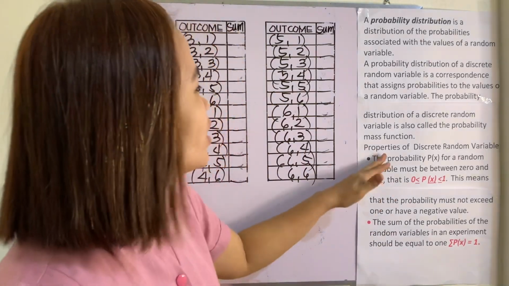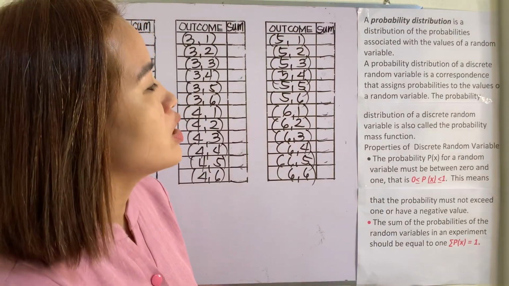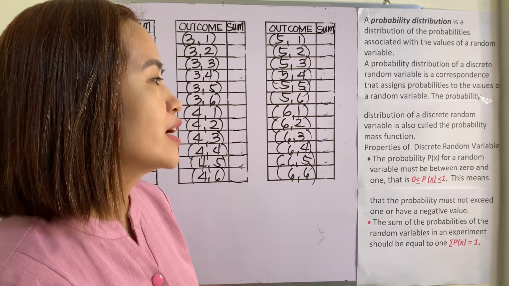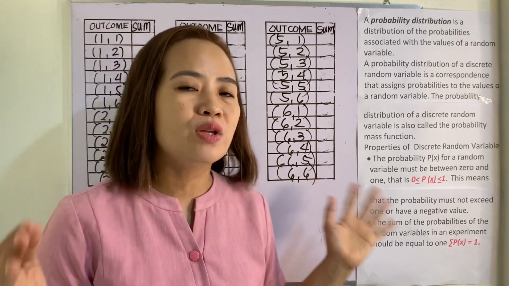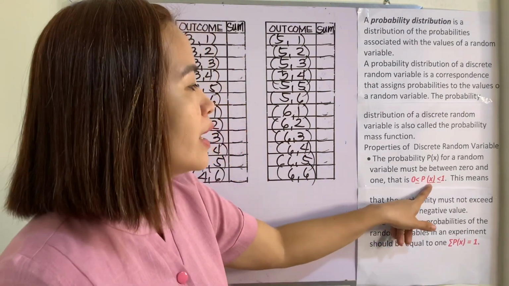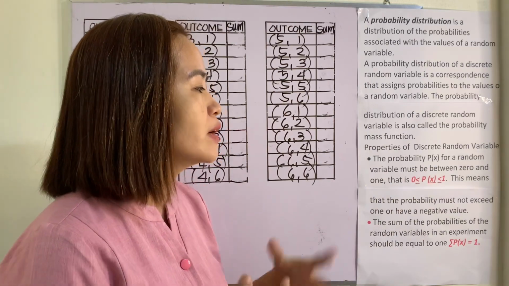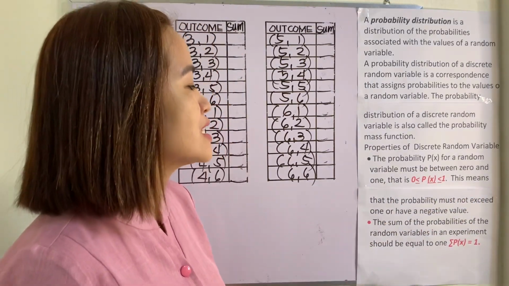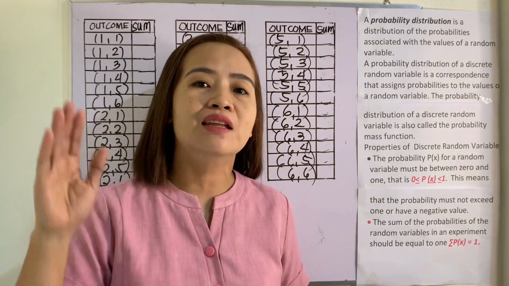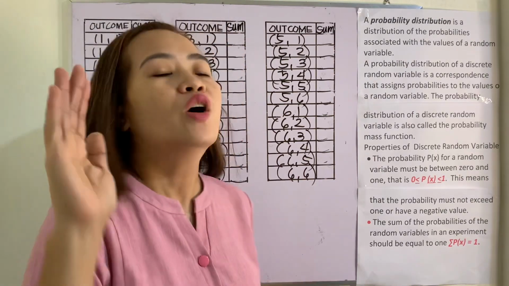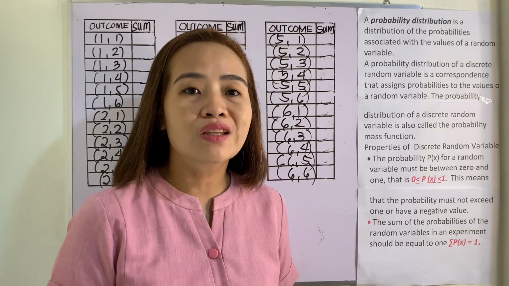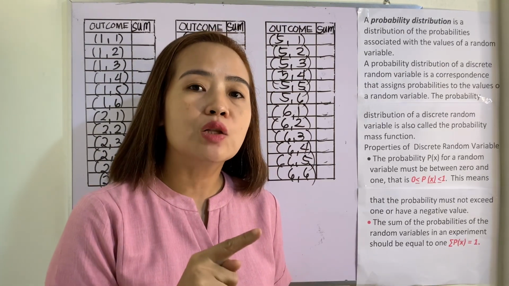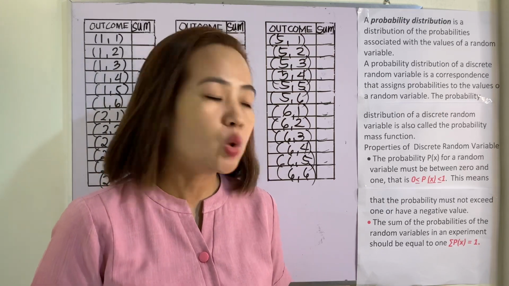Okay, so now what are the properties of a discrete random variable? The probability P of x for a random variable must be between 0 and 1. P of x is greater than or equal to 0 and less than or equal to 1. This means that the probability must not exceed 1 or have a negative value. Take note that it should be between 0 and 1; 0 is included, 1 is also included.